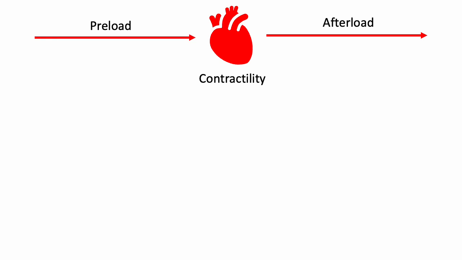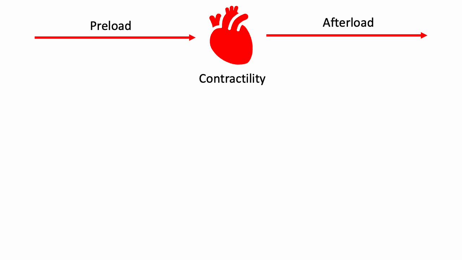The three components of stroke volume are the preload, the afterload, and the contractility. Your preload is the volume of blood in the ventricle at the end of diastole, so the end of filling. Afterload is the amount of blood left in the ventricle after systole, so after ejection of blood. And contractility is the ability of the ventricle to contract under pressure in order to eject the blood.